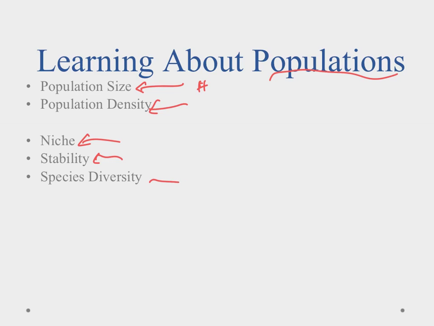And then finally, we talk a little bit about species diversity. How many different numbers of species are there? That's one way to look at it. But also within the species, what kind of diversity do we see amongst the individuals of that species?